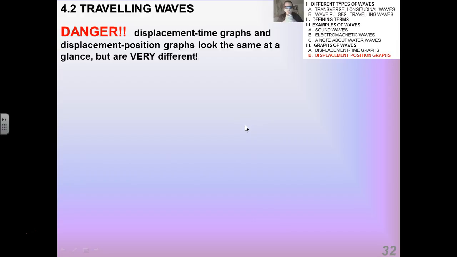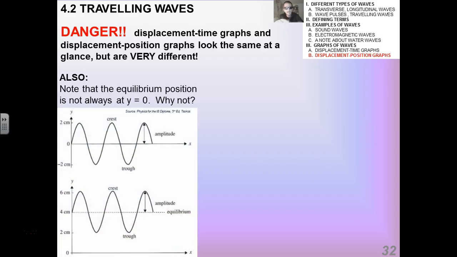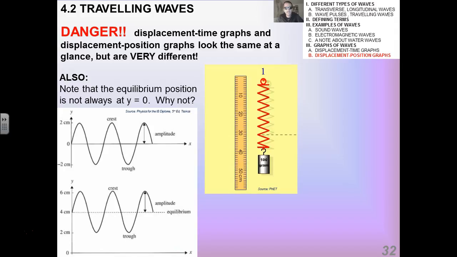Now, a huge danger, I've alluded to this in class: the displacement time graphs and the displacement position graphs look exactly the same at a glance because they're both sinusoidal graphs. I've seen so many students make mistakes thinking one is the other, but of course they're very different, as you know now. I just also want to point out that the equilibrium position is not always at y equals 0. Well, why not? I want you to think about that.